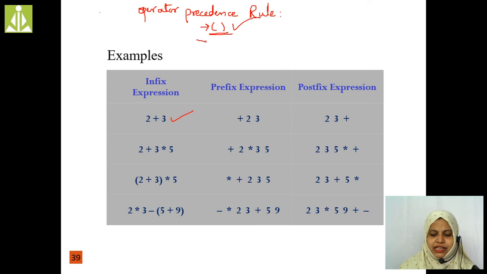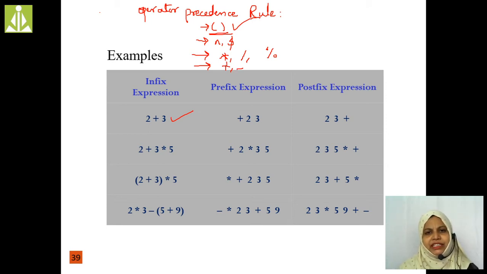Next is the cap or dollar symbol. This is the power symbol. These two are equivalent symbols, right? These are the next highest priority operators. Next highest priority operators are star, divide, percentile. After that, plus and minus operators are the next priority operators.